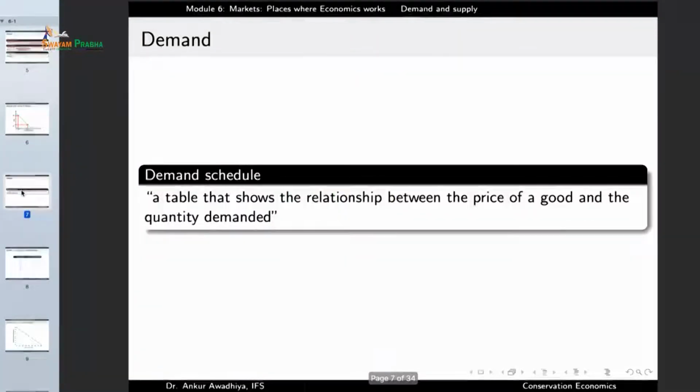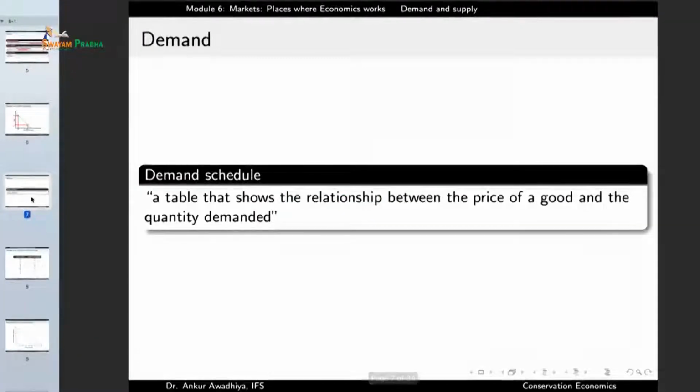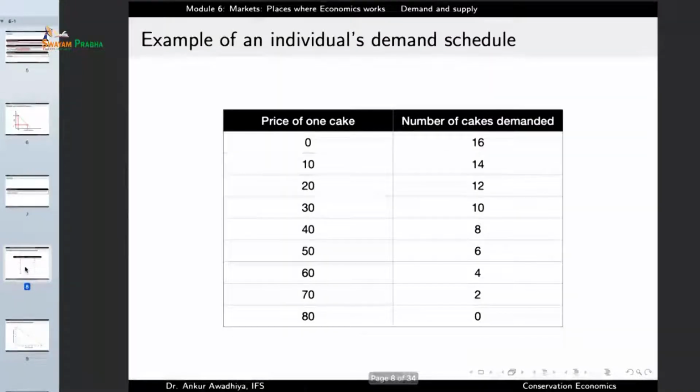And we can also make out a demand schedule. A demand schedule is a table that shows the relationship between the price of a good and the quantity demanded. So we are not making a graph, we are making a table. Then we'll say that it is a demand schedule. So this is an example of a demand schedule.